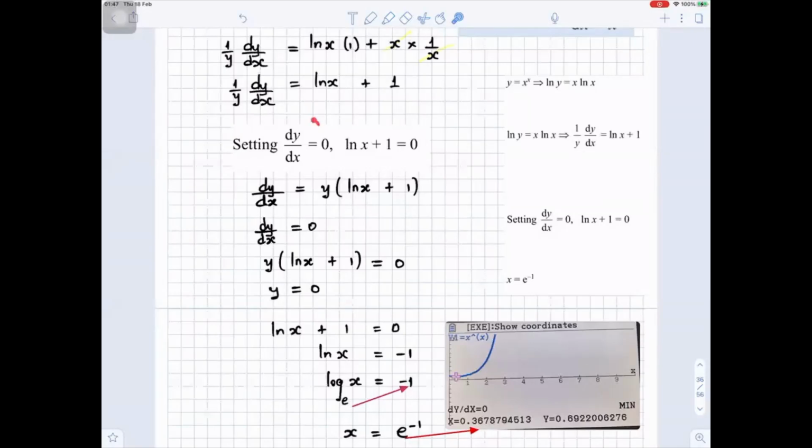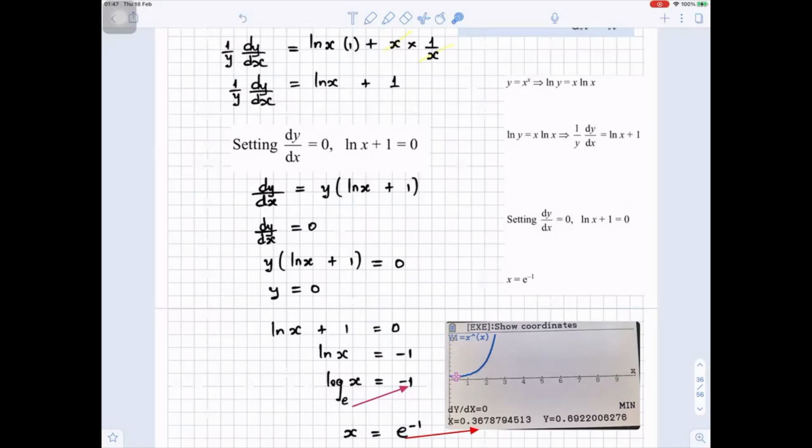So the next thing we said, dy over dx equals 0. That means if you take the y to the other side, y times (ln x plus 1) equals 0. So either y equals 0 or ln x plus 1 equals 0. So ln x will equal minus 1. ln is the same as log to the base e. So log of x to the base e equals minus 1. So this is like e to the minus 1 equals x.